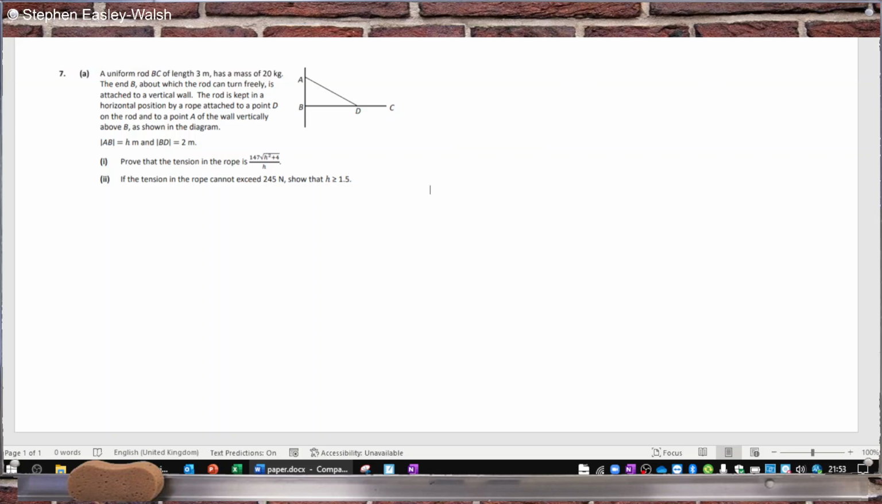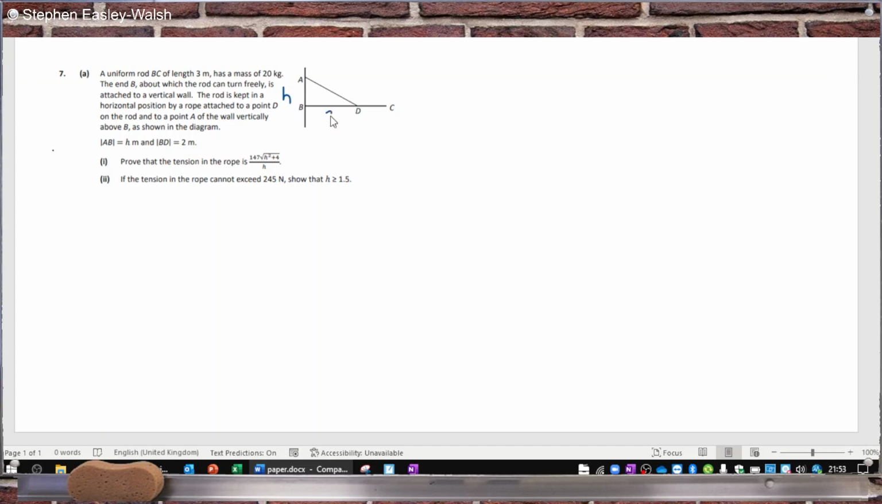Okay, let's have a look at what question 7 is. A uniform rod BC of length 3 has a mass 20. The end B, which the rod can turn freely, is attached to a vertical wall, so it's like some kind of hinge. The rod is kept in a horizontal position by a rope attached to point D on the rod and point A on the wall vertically above B as shown in the diagram. AB is H, which is not shown.